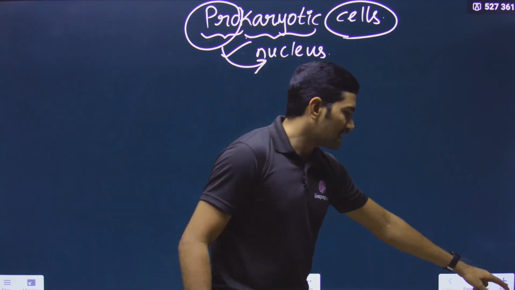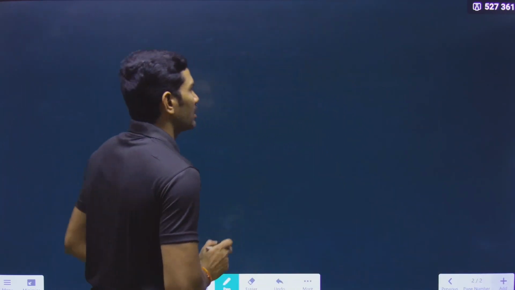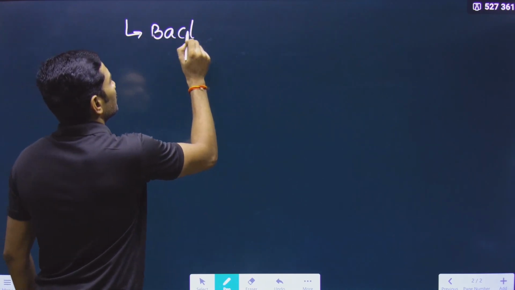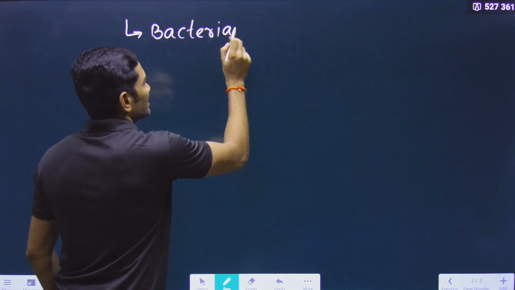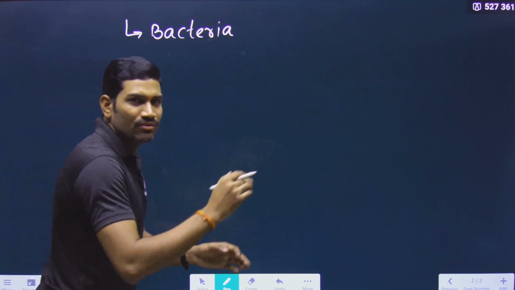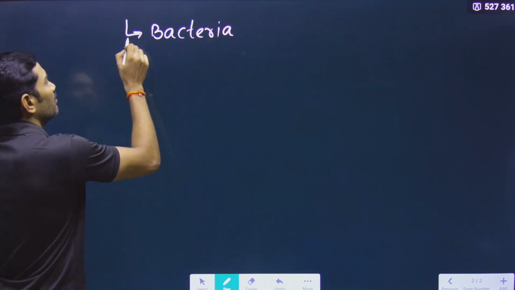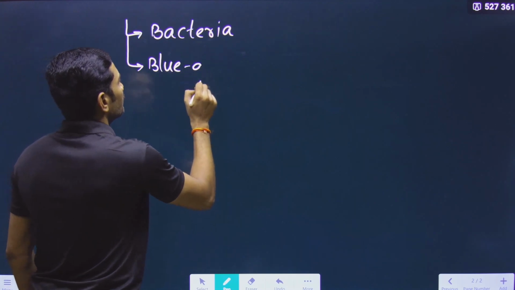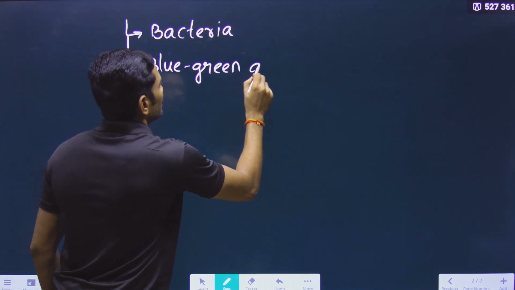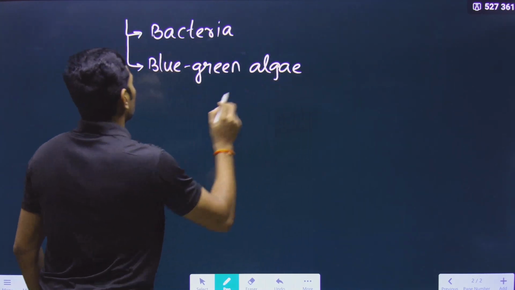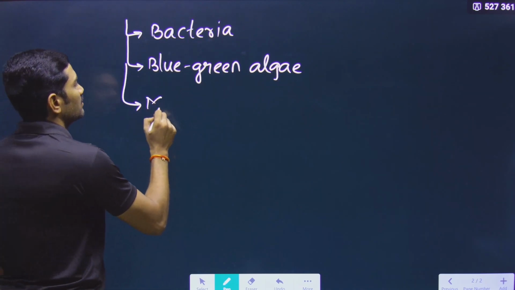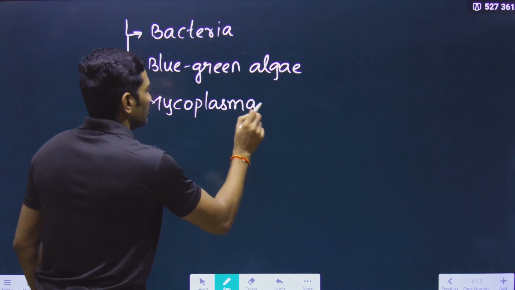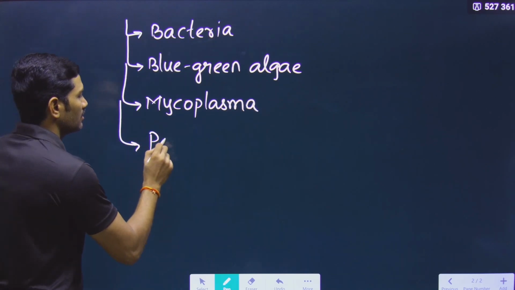And what are the various examples that we are studying under prokaryotes? The first thing that was given in NCERT is bacteria. First I will give the NCERT words and then we will go for further information. So they have given bacteria, and then they have given blue-green algae, and then they are talking about mycoplasma, and PPLO they have given.